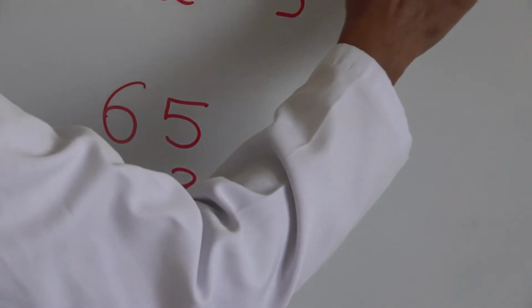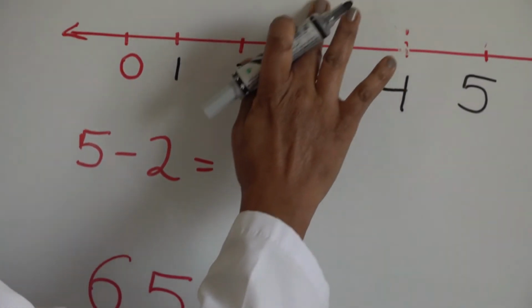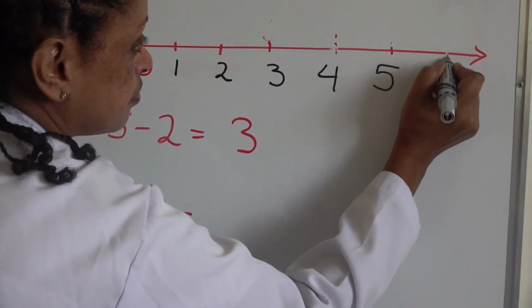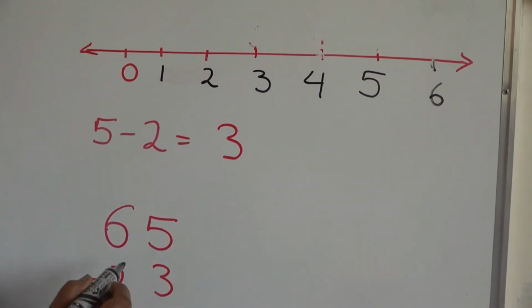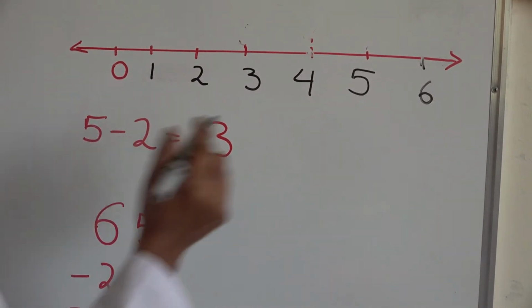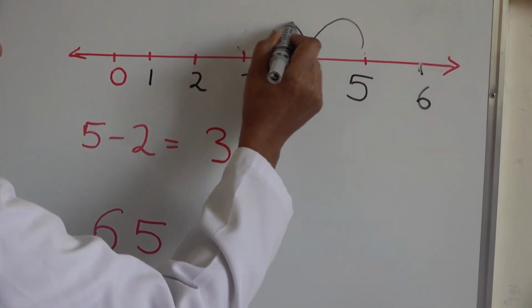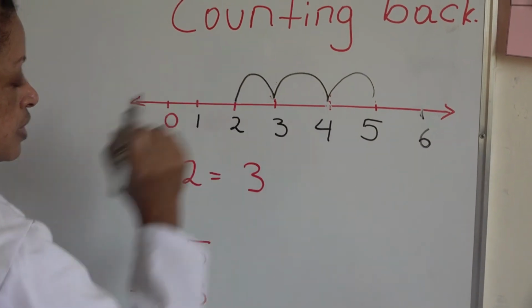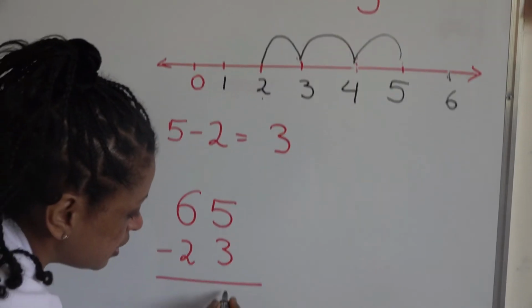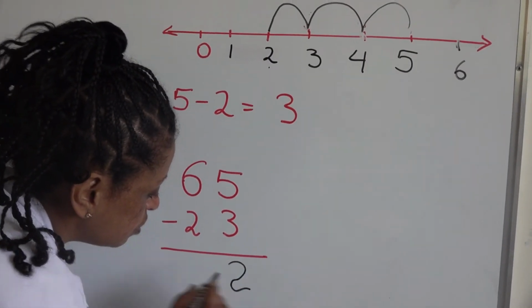Let's count back here again. By counting back, we can get 5 minus 3. We start from 5 and then we go back 3 times. 1, 2, 3 times. And then we end on number 2. So 5 minus 3 is 2.